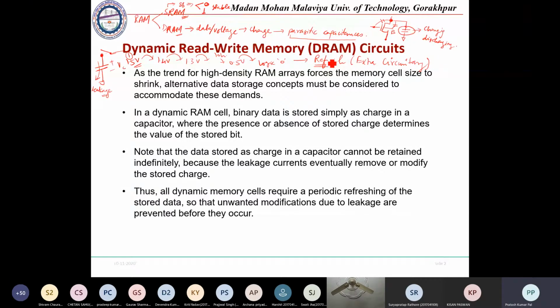What this refresh will do is, once it is 1.5 volt and after suppose 3 hours it has reduced to 1.3 volt, to again make it 1.5 we will use the refresh. This refresh will always make the voltage 1.5 volt again. So in the case of dynamic RAMs, there is the requirement of refresh to retain the logic it previously had. This is the disadvantage of dynamic RAMs: they require refreshing.